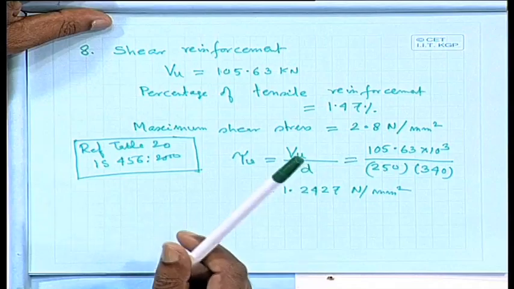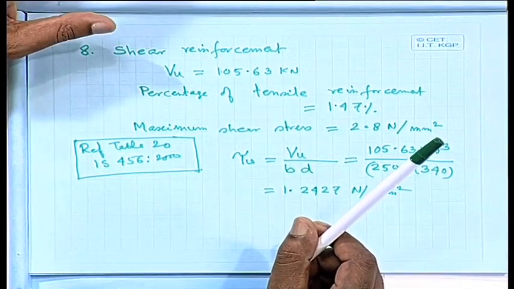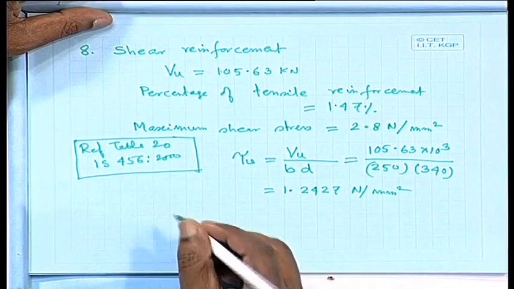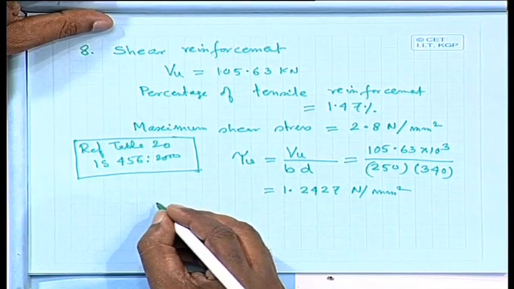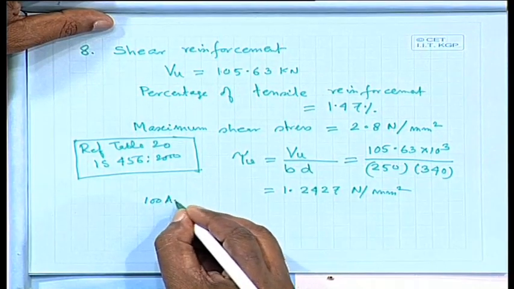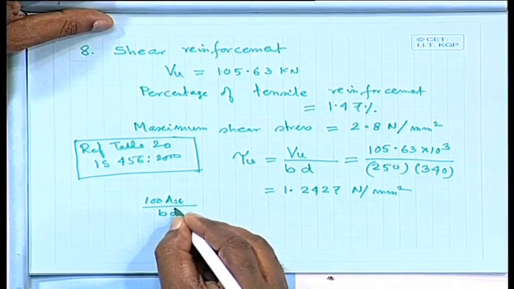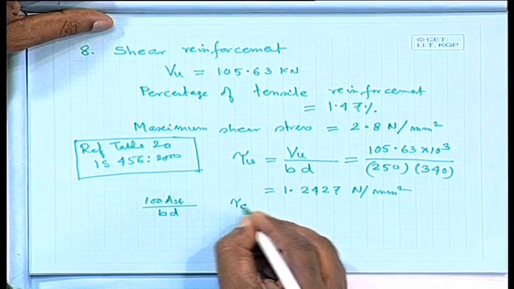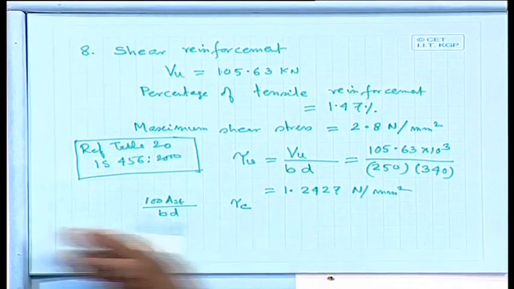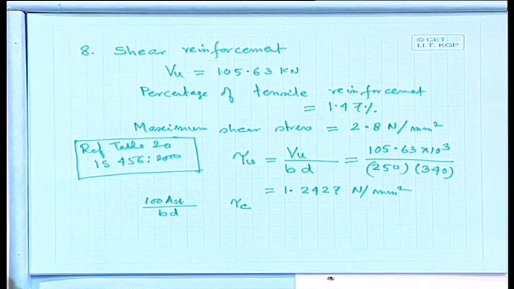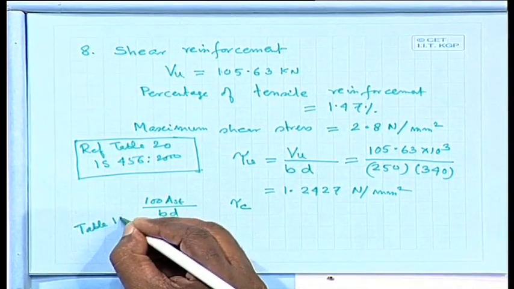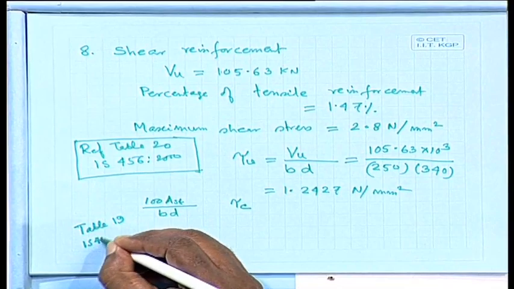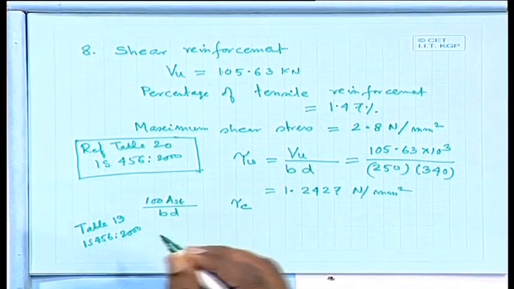Now, what about whether we need shear reinforcement? What about the shear reinforcement? That we have to find out. We can get it from 100 Ast by bd, and we have tau c, and that we shall get from table 19 IS 456. So, let us write down table 19 IS 456 2000.